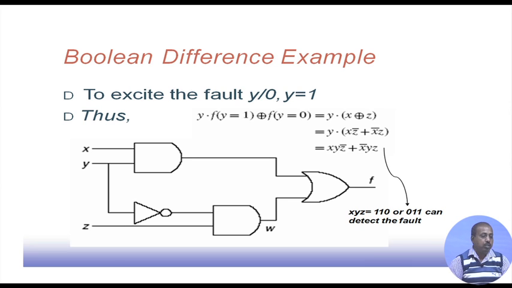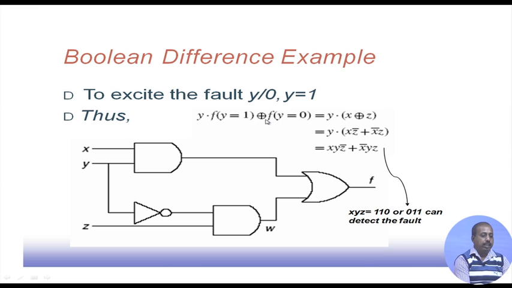For exciting the fault, we need the line at the particular point to be set equal to the opposite of the fault that we are going to detect. Since in this case we are going to detect y stuck at 0, we would like to put y equal to 1. So, this is one condition to be satisfied: y must be equal to 1. The second condition to be satisfied is that the XOR of the faulty and fault free circuits should be equal to 1. That is given by the differentiation of f with respect to y, f with y equal to 1 XORed with f with y equal to 0.